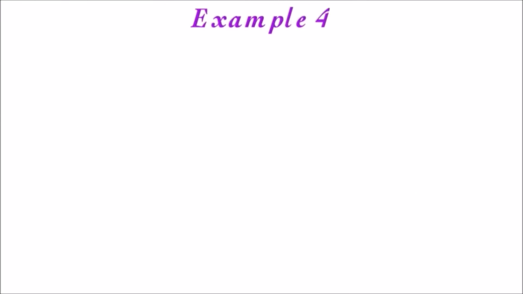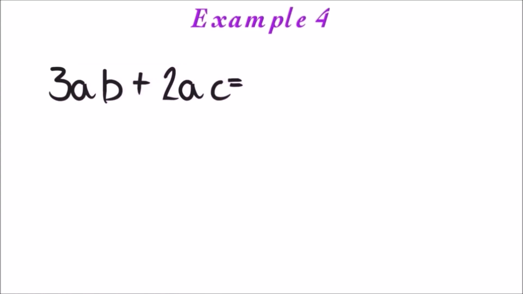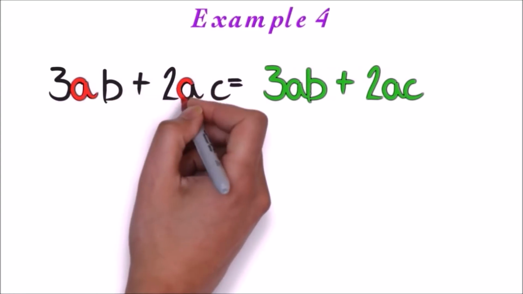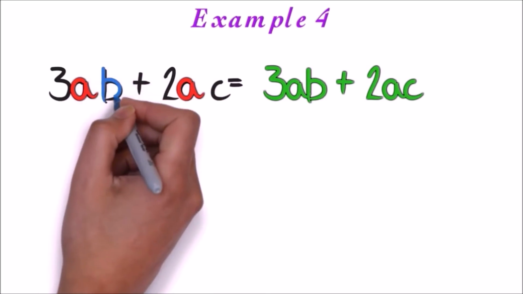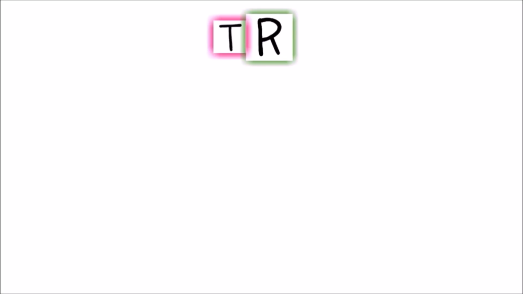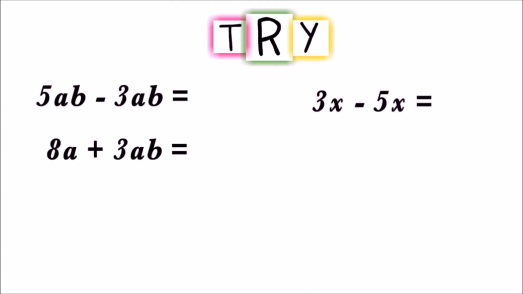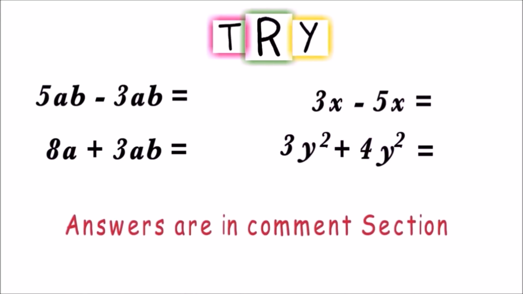Example 4. You cannot add 3ab plus 2ac. Although they both have a, one is ab and the other is ac. They must be exactly the same before you can add them. Let's try these. Your addition and subtraction is good. This should be easy.